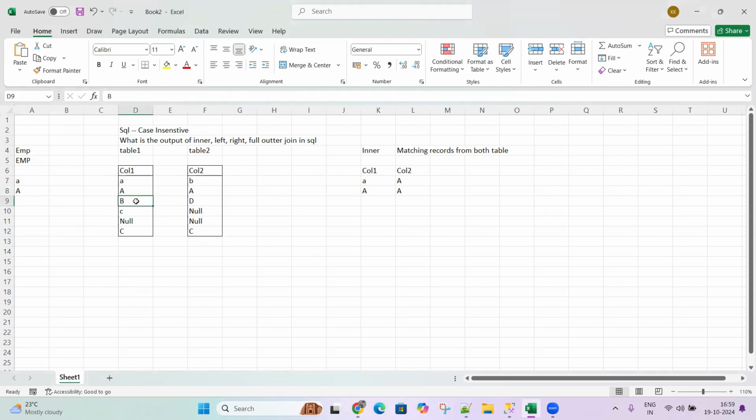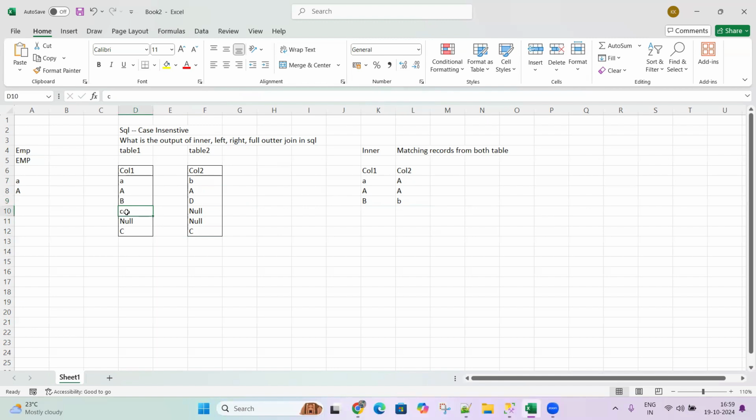Now next, B. Let's consider B. B matches with B, yes. Since it's case insensitive, it matches. So in column one it's a capital B that is matching, whereas in column two it's matching with a small b. Next, B matches with A? No. B matches with D? No. B matches with null? No. So B is over.